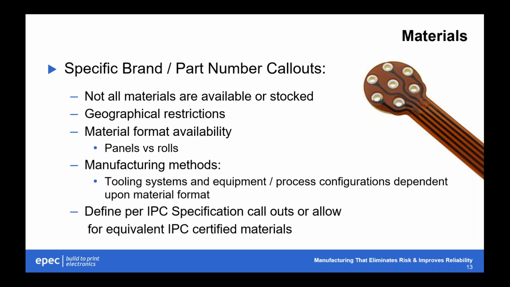The main difference between domestic materials and offshore materials is the format of the materials themselves. Domestic materials are typically available in panel form, while offshore materials are most commonly purchased and utilized in a roll form. This impacts the manufacturing methods that are used. So tooling systems and manufacturing equipment that are configured to use panels don't work with rolls, and vice versa.